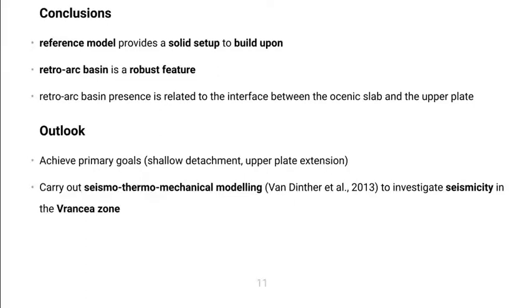Regarding the future, we already have models running with better erosion and sedimentation settings and modified convergence velocities. We hope that with these new models we can reach our primary goals: shallow detachment that is similar to what we see today in the Rancian seismogenic zone, and the extension of the upper plate representing the Pannonian basin. Once we have these main features, we can carry out seismothermomechanical modeling to investigate the seismicity in the Rancian zone.